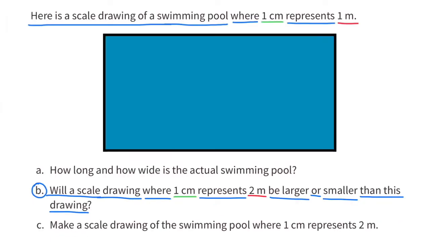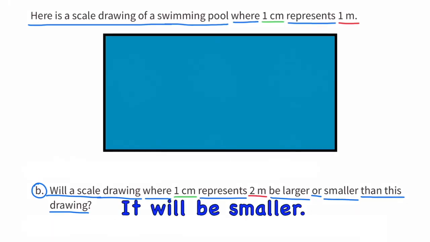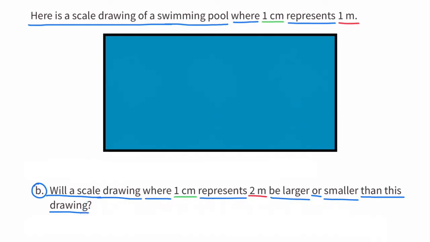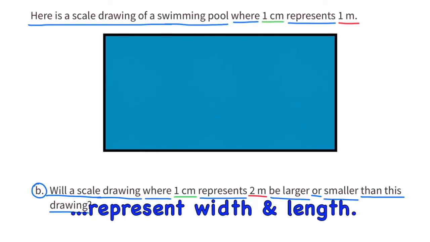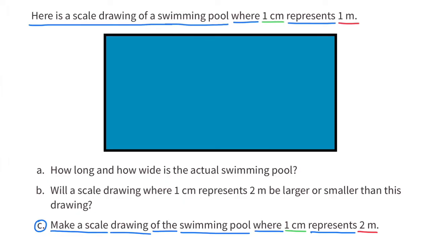B. Will a scale drawing where 1 centimeter represents 2 meters be larger or smaller than this drawing? It will be smaller. It will take fewer centimeters to represent width and length. C. Make a scale drawing of the swimming pool where 1 centimeter represents 2 meters. This is the scale drawing that was used when 1 centimeter represented 1 meter. I need to make some adjustments so that 1 centimeter would represent 2 meters. The length and the width will each be half as long as the scale drawing. So the new scale drawing of the swimming pool will be 5 centimeters long and 2 5/10 centimeters wide.